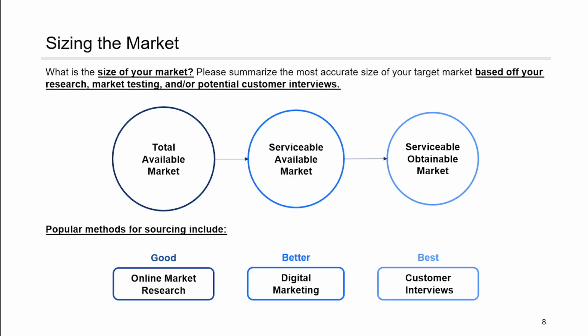Next is sizing the market. So of course, you've been generating some traction. That's amazing. Well, how big is this market that you're going after? Now, these are the 3 most common startup terms when it comes to market sizing: total available market, serviceable available market, and serviceable obtainable market.